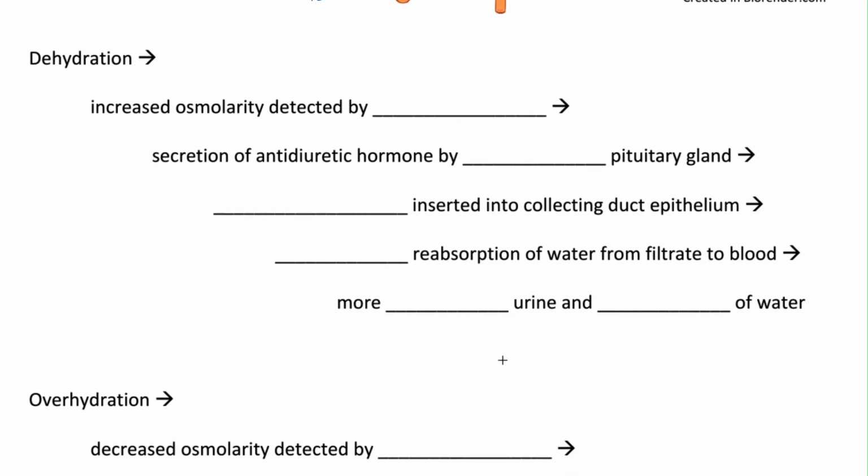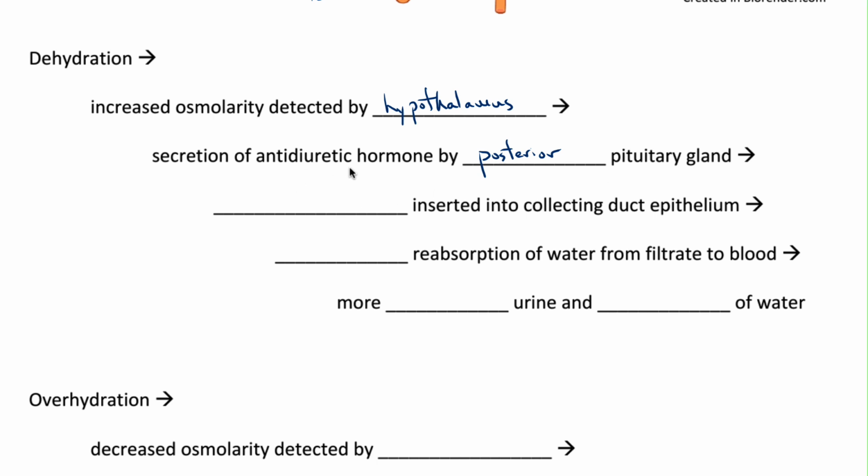So in the case of dehydration, the increased osmolarity of the blood is detected by the hypothalamus. Remember, the hypothalamus is the homeostasis center of the brain. And when the hypothalamus detects an increased osmolarity, meaning more concentrated blood, it triggers the secretion and release of a hormone called antidiuretic hormone by the posterior pituitary gland. In previous lessons, we've talked about the anterior pituitary gland. Now we're talking about the posterior pituitary gland.